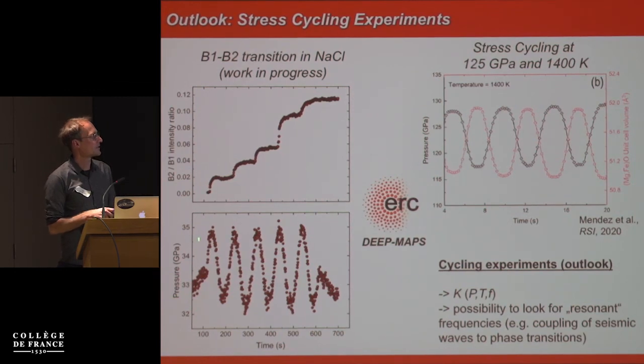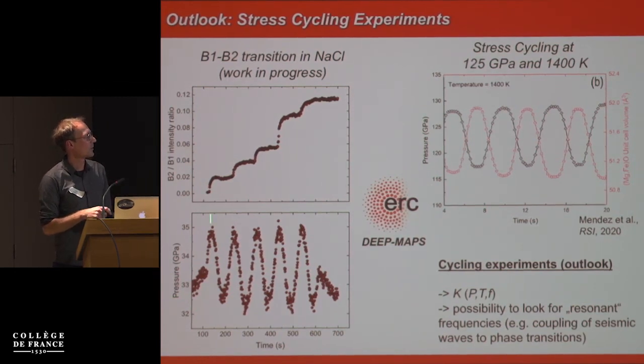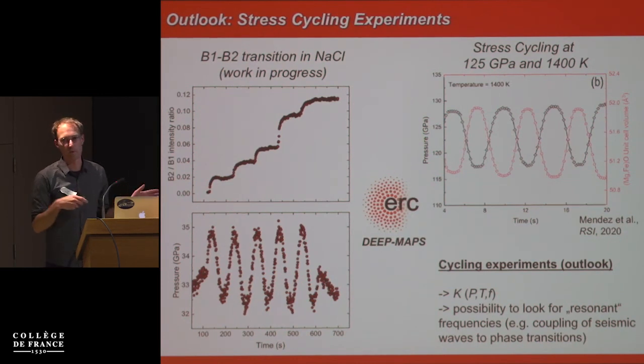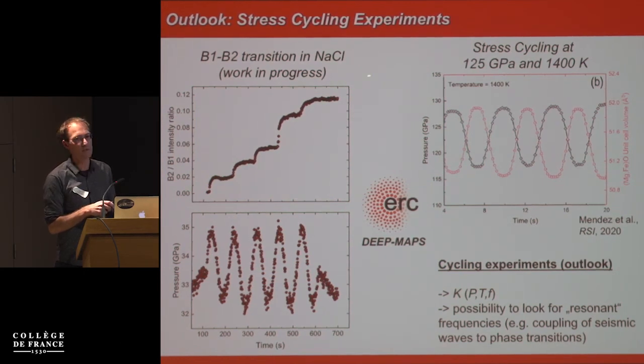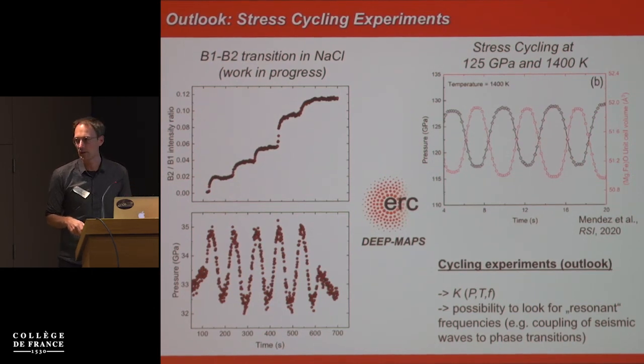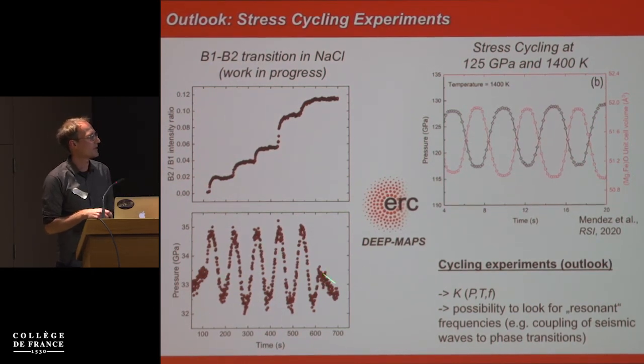Maybe just as a last thing, this one is an example where we cycle pressure, where NaCl, sodium chloride, undergoes the B1 to B2 phase transition. It's just a phase transition where it goes from a so-called B1 to B2 phase. And this curve here gives you a feeling of how much of the B2 phase we have. So whenever we increase pressure, while the average pressure actually stays constant, we get more of the new phase. So this is something in the direction of coupling of these stress oscillations to phase transitions.